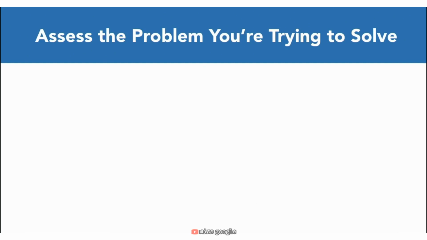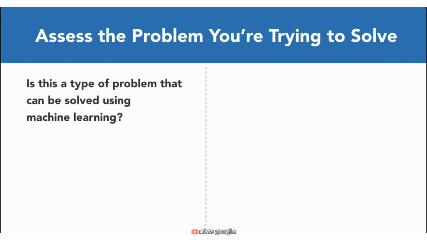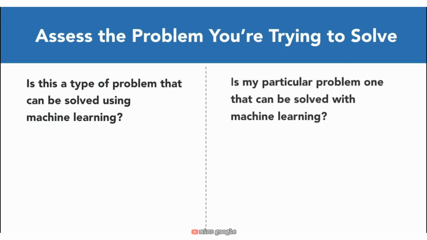From a high level, when presented with some kind of problem that you'd like to solve, there are two primary questions that need to be addressed. The more general question, is this a type of problem that can be solved using machine learning? And then more specifically, is this particular problem one that can be solved with machine learning? To clarify, your problem could be one that in general terms can be solved using machine learning, but you might be lacking some of the specific aspects required for machine learning. So let's jump into some more detailed questions that we should be asking.